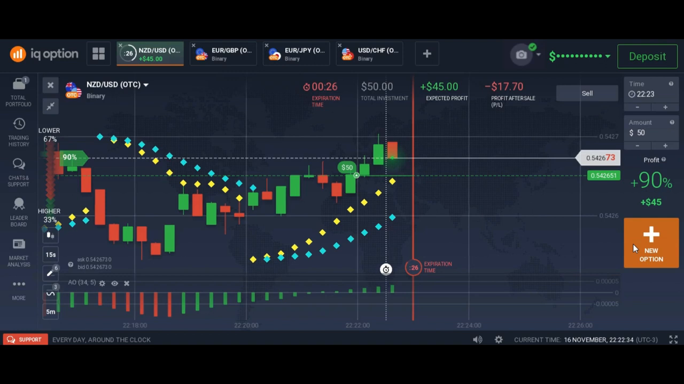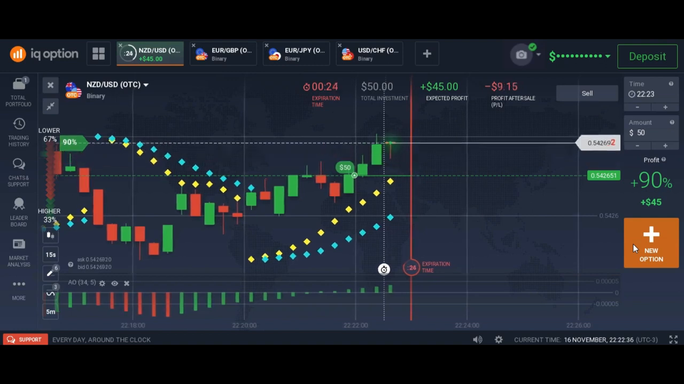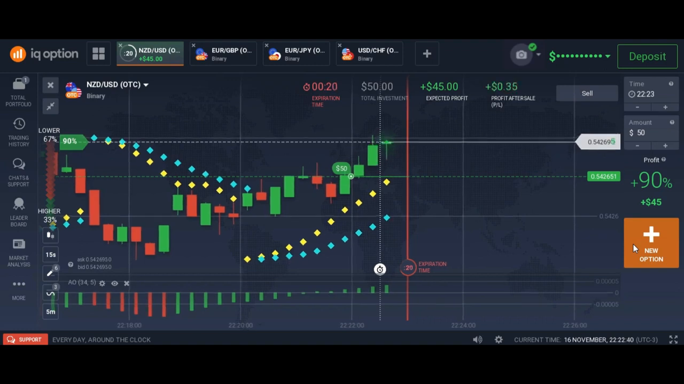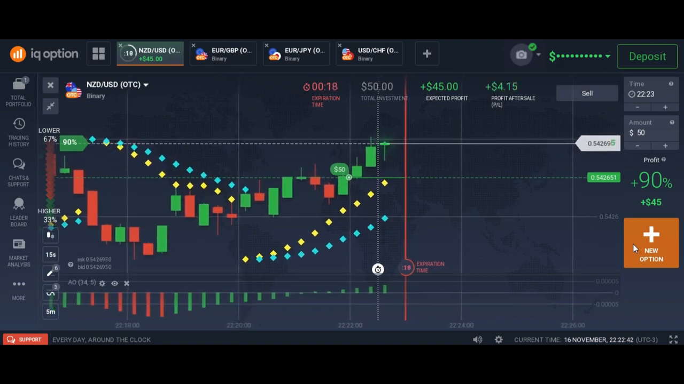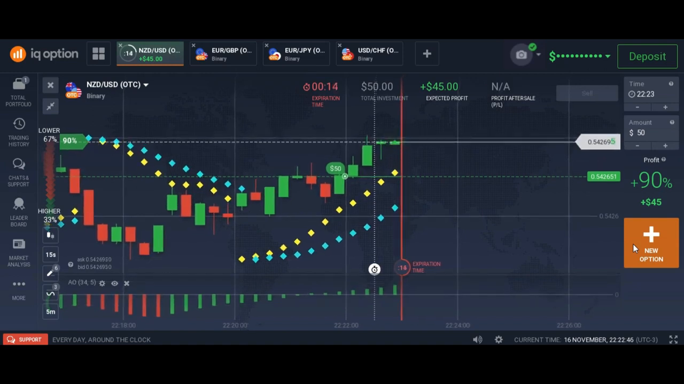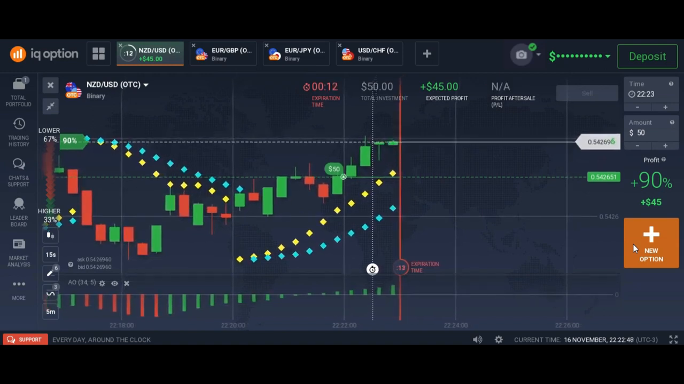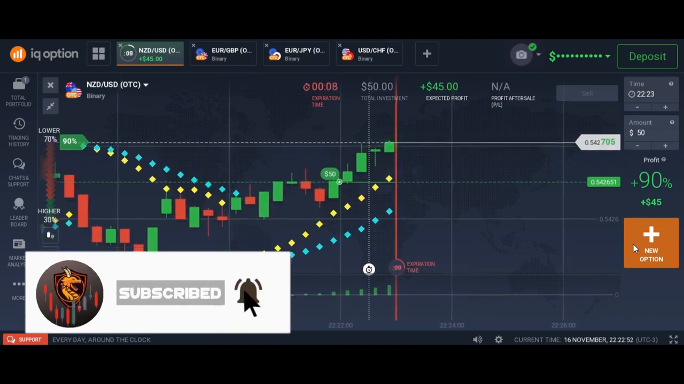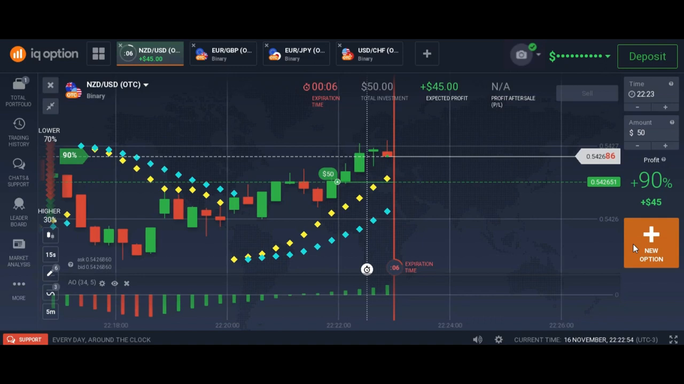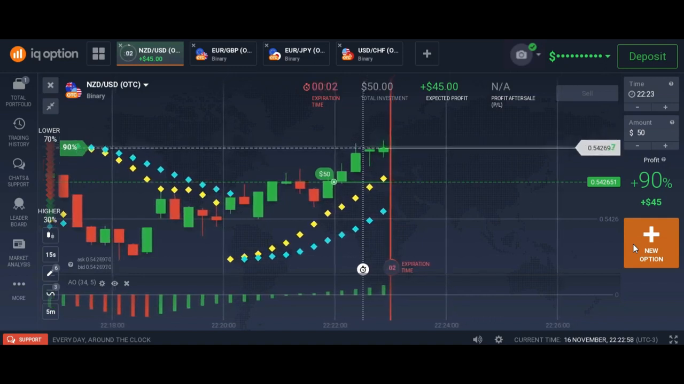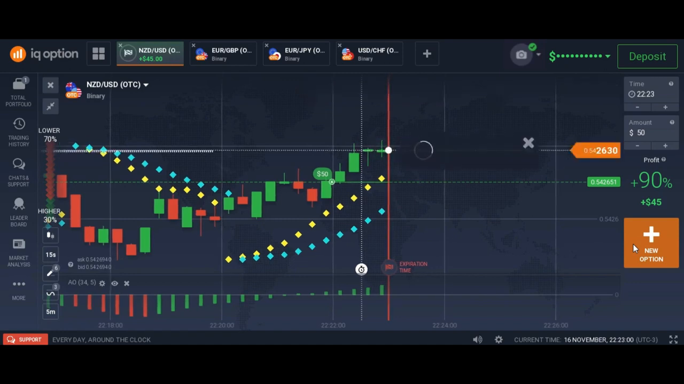At the same time, the two parabolic SARs were going in the same direction without overlapping, which is what we were looking for. The further apart the parabolic SARs are, the better. As you can see, the operation was won.